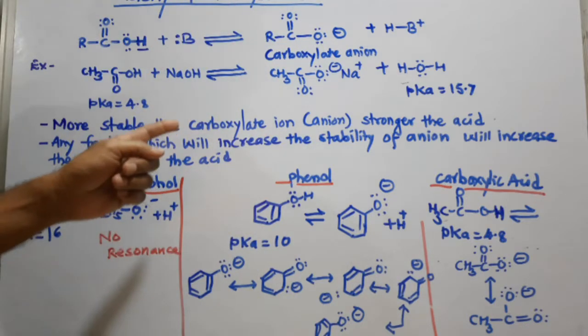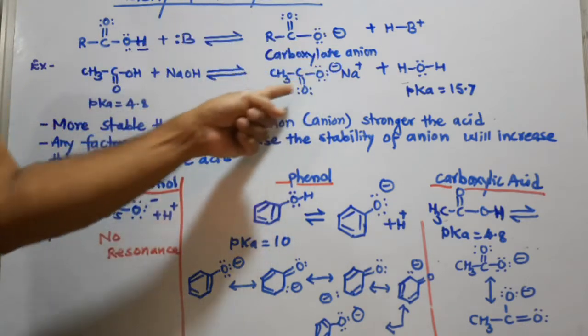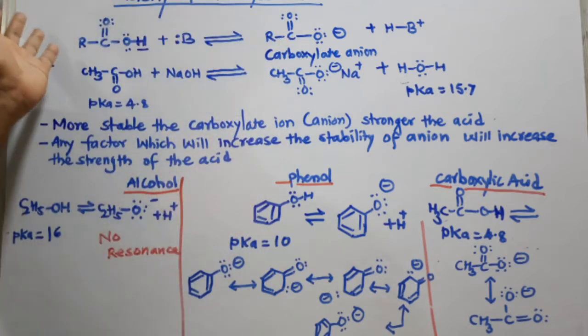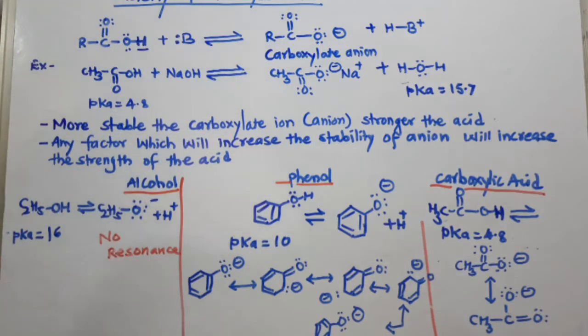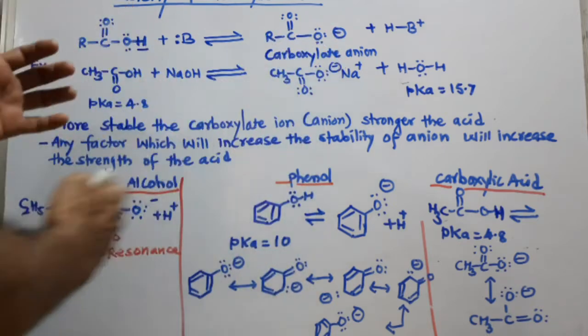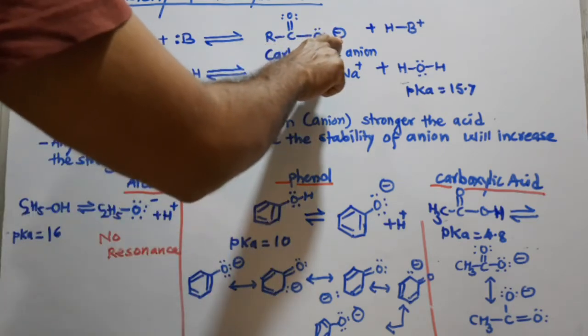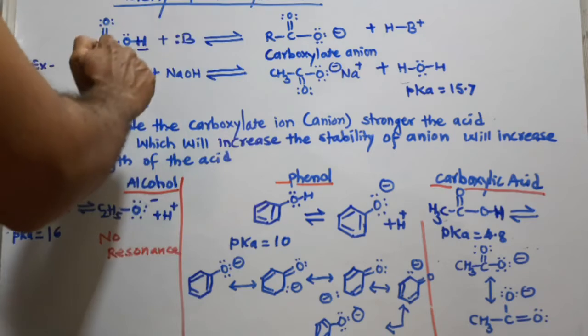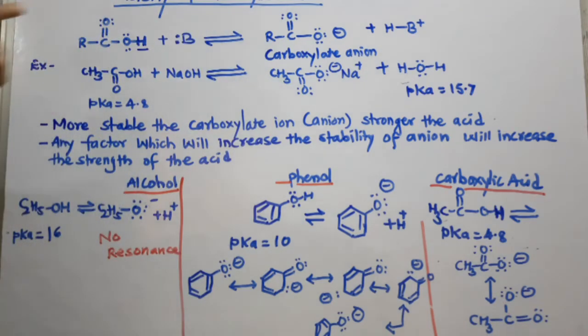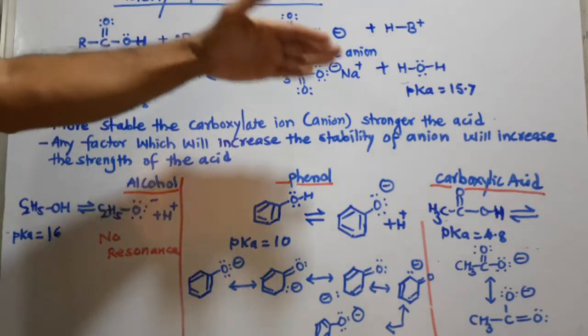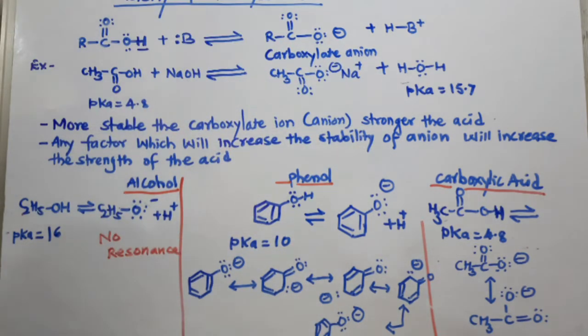So any factor which will increase the stability of carboxylate ion will also increase the acidity of the carboxylic acid. You remember that equation? So that is written here. So we have to consider the factors which are actually increasing the stability of carboxylate ion. What is stability? It is unstable because of negative charge. So any factor which will reduce that negative charge will automatically, indirectly, increase the acidity of carboxylic acid. So you should remember that before we start our discussion in more detail.